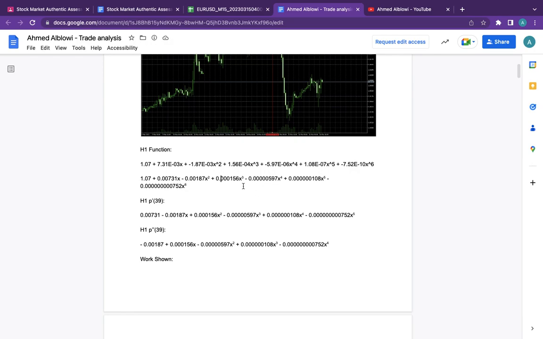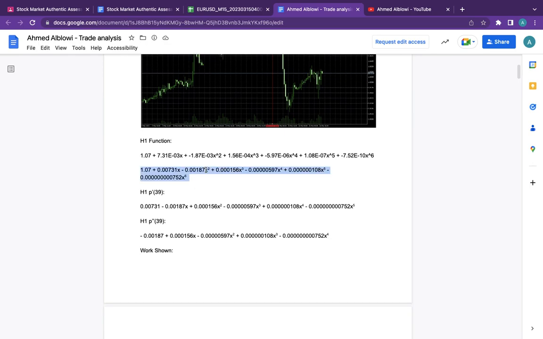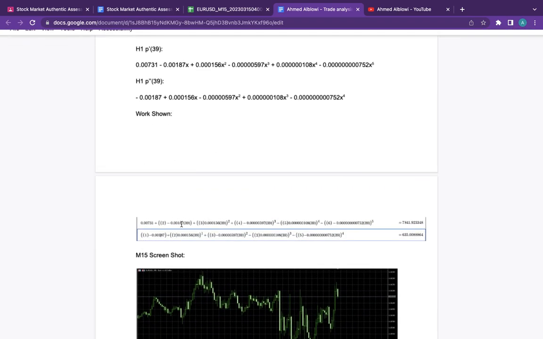And then you take, of course, what comes after the equation, so the power, and then you place it in, and now you can take your first derivative. Of course, for the derivative, you subtract 1 from the power, and then you multiply by whatever that number was. So if it was 2 here, for 0.00187 x to the power of 2, you subtract 1, and then you multiply by 2. And that's evident in the work shown right here.